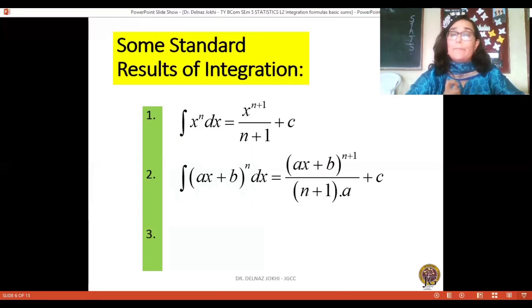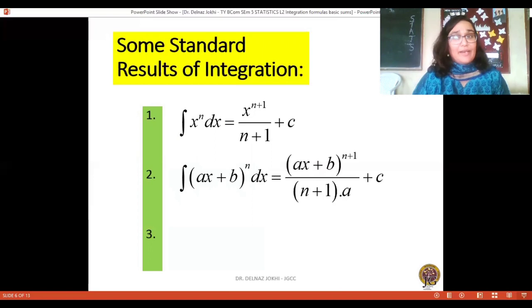What is the trick? Copy the base. So in the first one, you copied x. What happened in the power? n plus 1. Integration means summation, plus sign. That's how you remember. Okay. So n plus 1 upon the same thing, n plus 1, plus c.